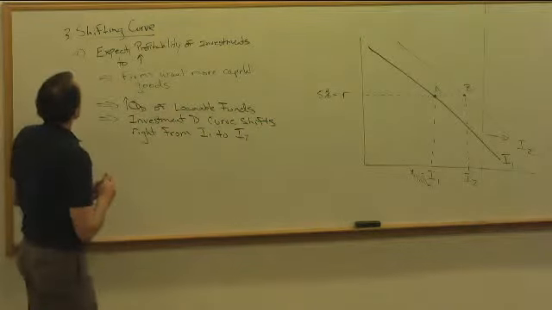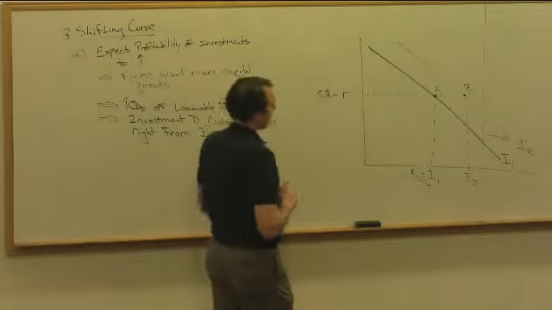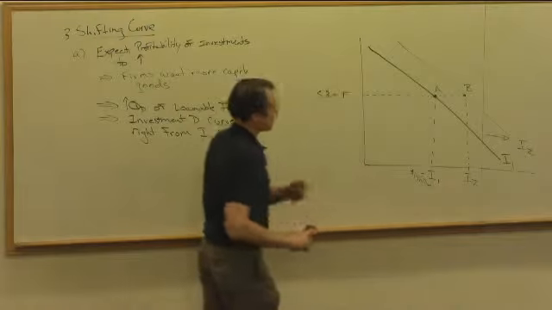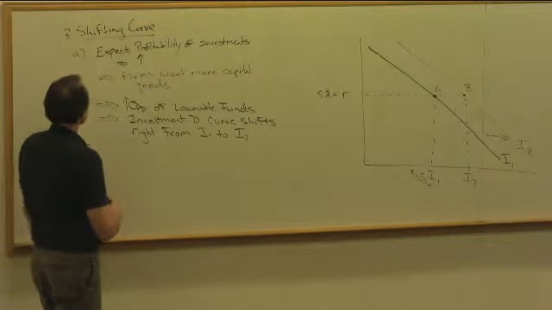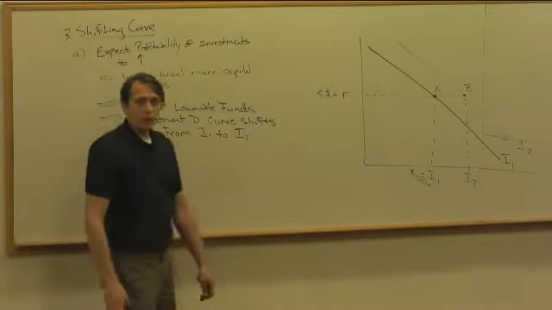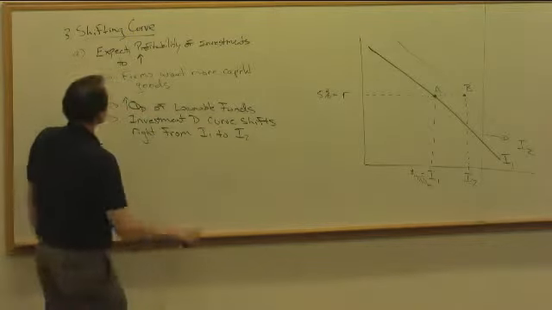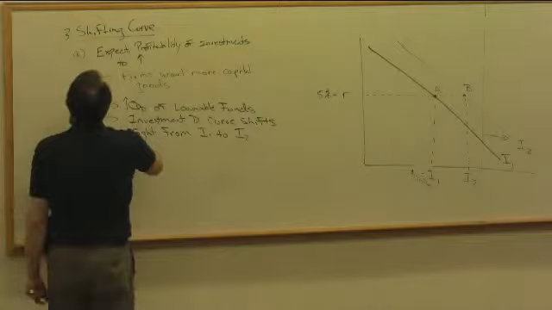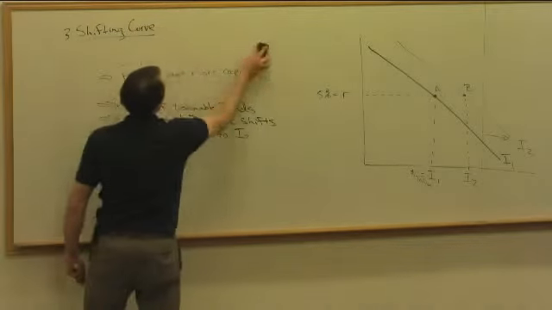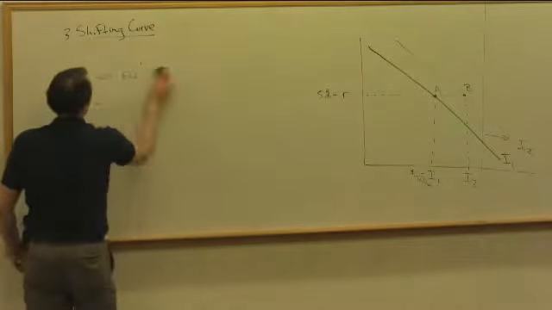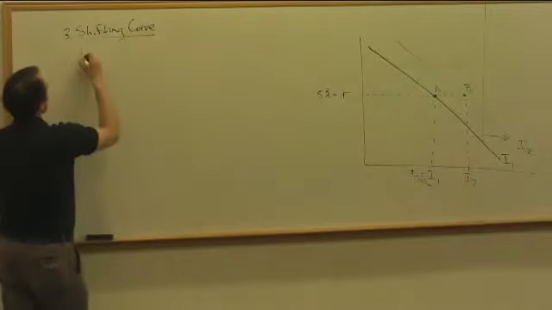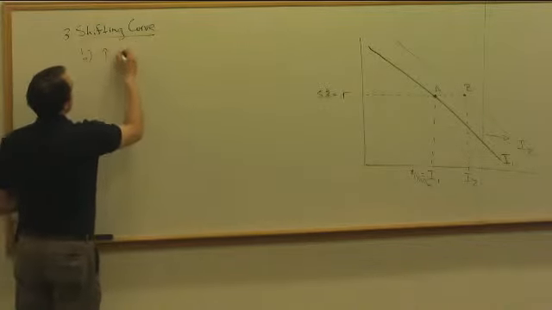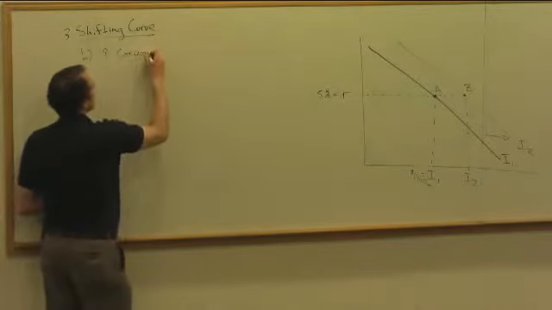All right, so that's the first example. It's a rightward shift in the investment demand curve. Now, I'm running out of space here, so I'm just going to erase all this, and I'll do B as my second example. And we'll call it an increase in corporate income taxes. So let's do B. Increase in corporate income taxes.